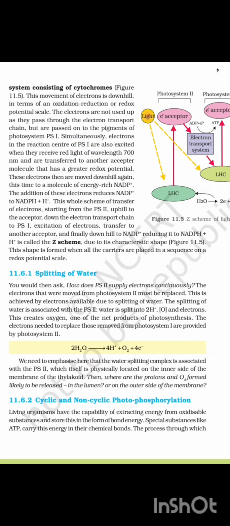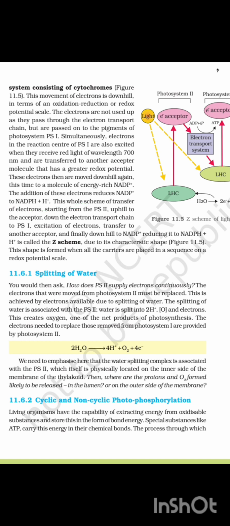Simultaneously, electrons in the reaction center of PS I are also excited when they receive red light of wavelength 700 nanometers, and are transferred to another acceptor molecule that has a greater redox potential. These electrons are then moved downhill again, this time to a molecule of energy-rich NADP. The addition of these electrons reduces NADP to NADPH plus H positive.